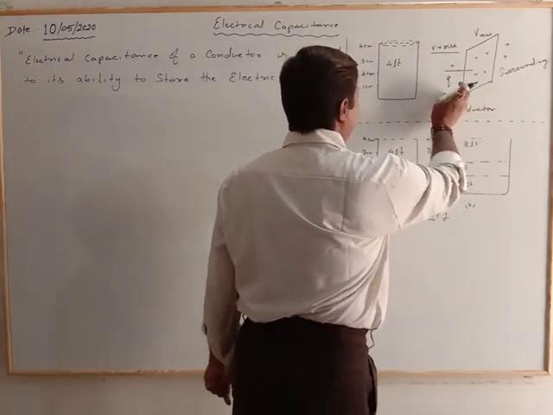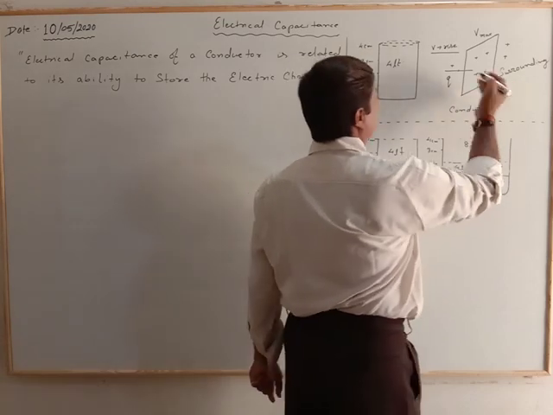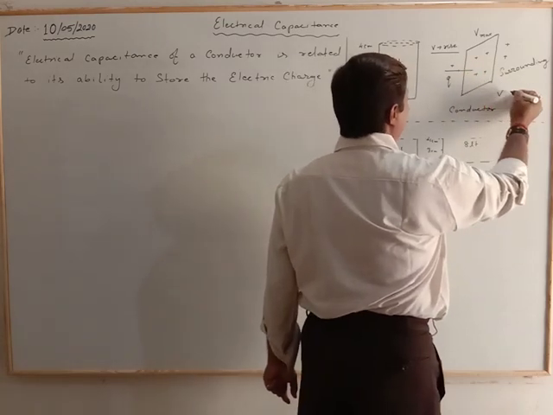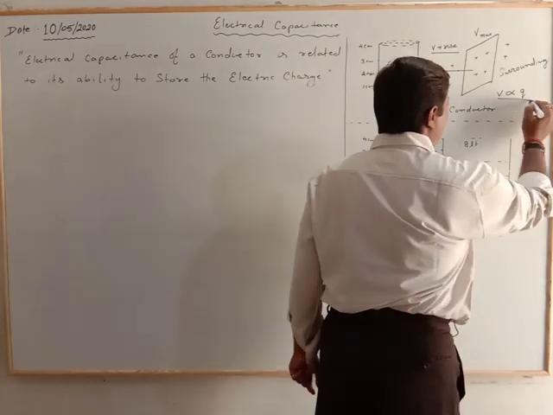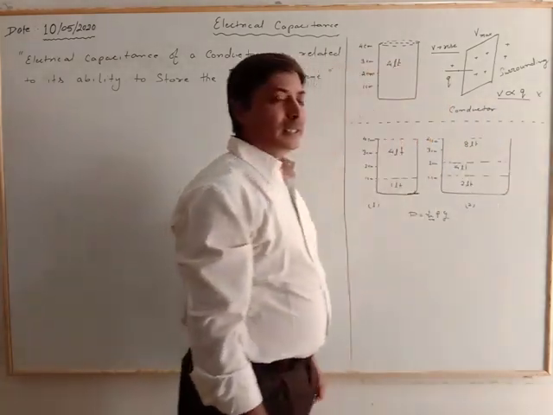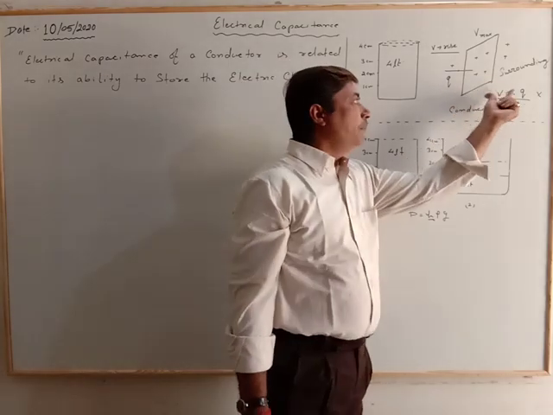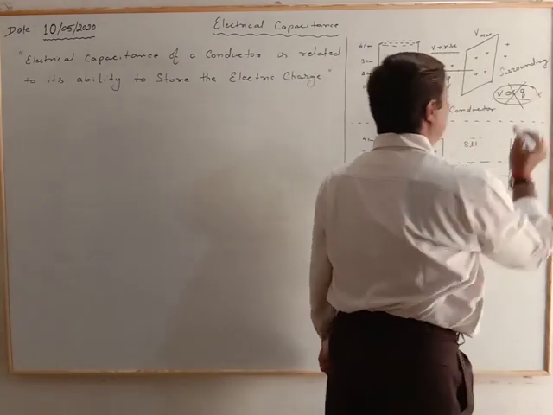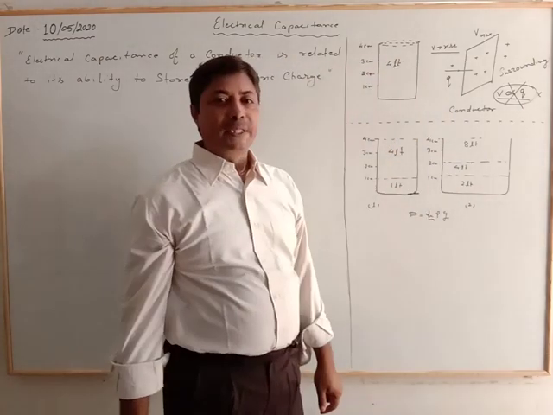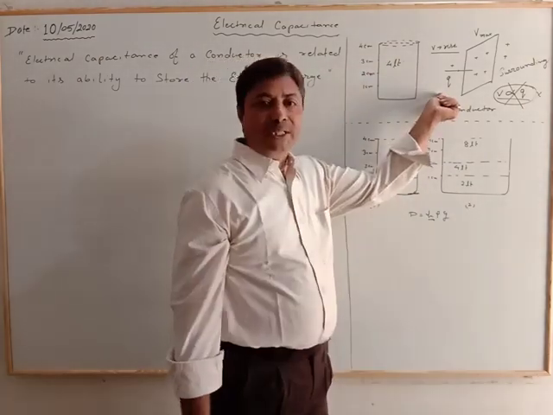Here, if we observe, we might think that the potential is directly proportional to the charge. It is not so. That means every conductor has a maximum potential up to which it will acquire the charge.